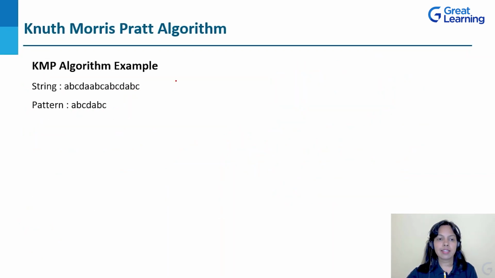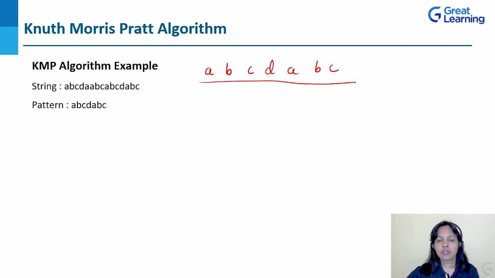Now let us see the example of KMP algorithm. As I already explained what is LCS and what is prefix table, that prefix table is going to act as an input to the KMP algorithm. So the given string is this one and this is the pattern. So first step would be to construct a table, the LCS, or a prefix table. To construct that, let us take the pattern: A, B, C, D, A, B and C. So how to construct the table?